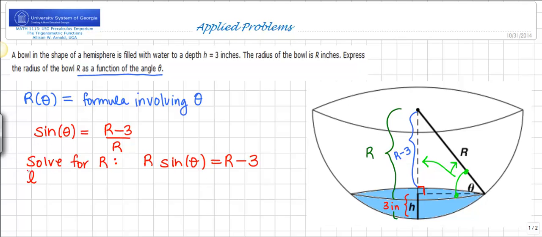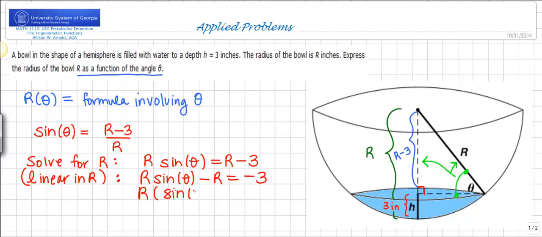I notice that this is linear in R. R is to the first power. So it would make sense to get all the R's on one side and anything that's not R on the other side. Then we can factor out the R, and divide. And we get the quotient negative 3 divided by sine of theta minus 1.